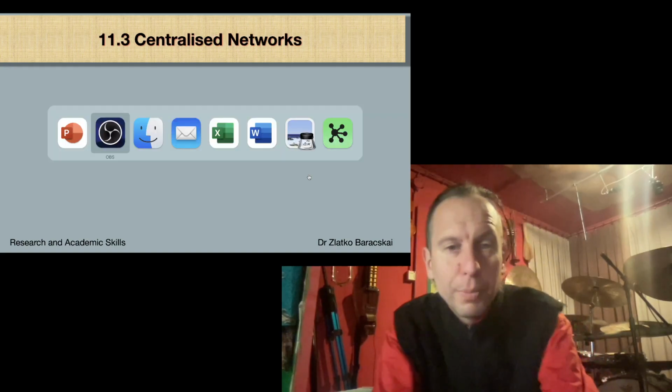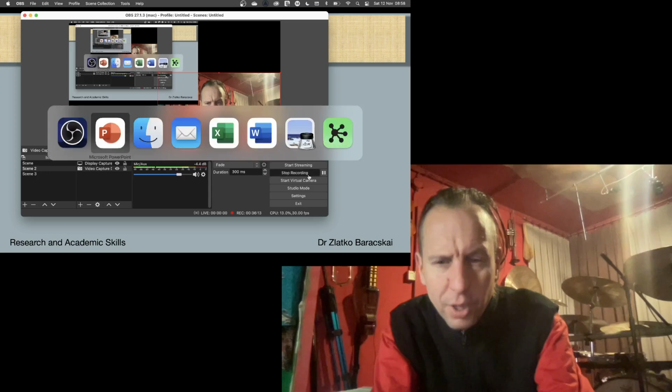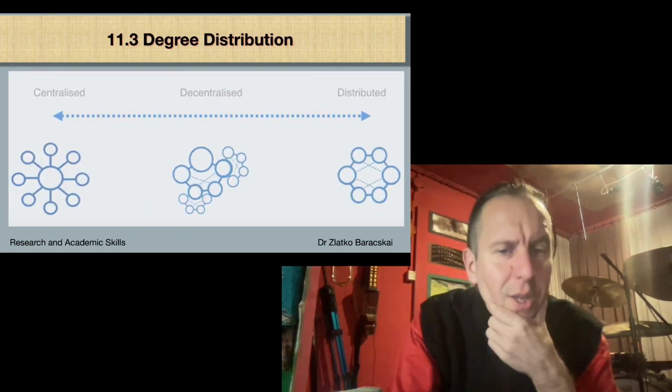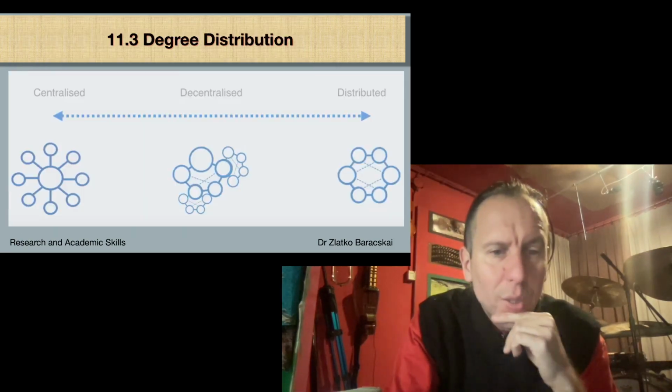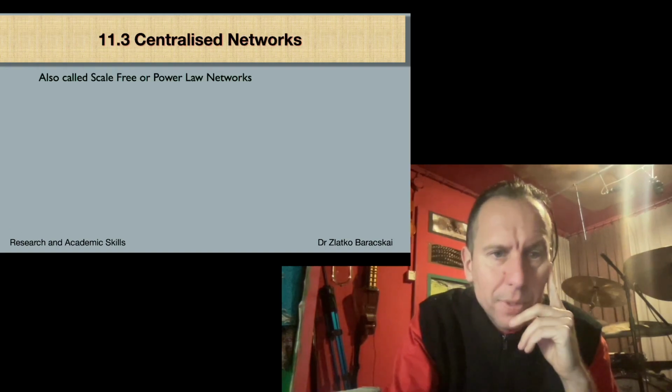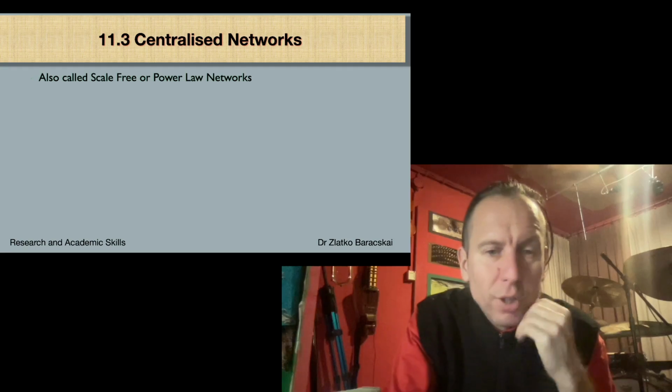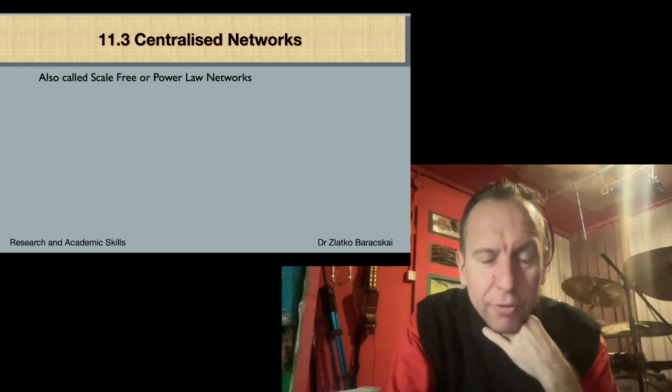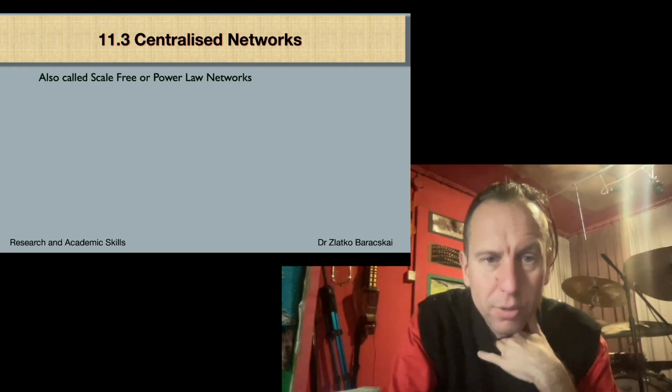So let's look at these properties. I'm checking the time. I'm going to have to rush through this. So essentially, we have these three types. So centralized networks are ones we call scale-free or power law networks.